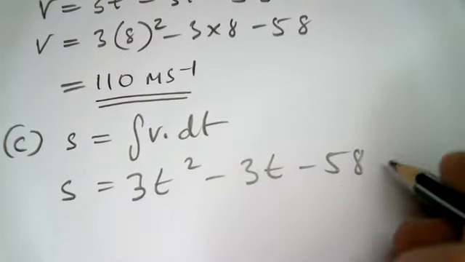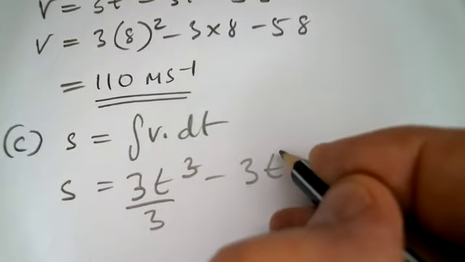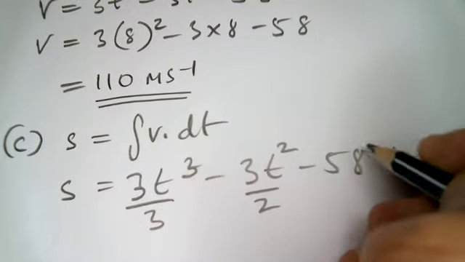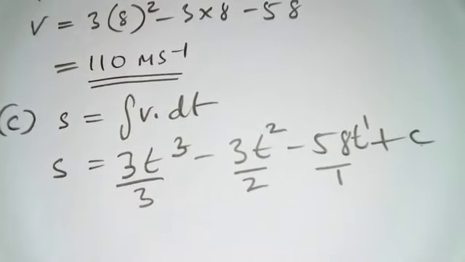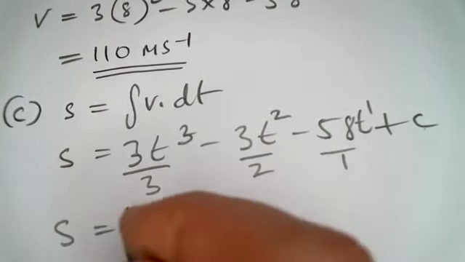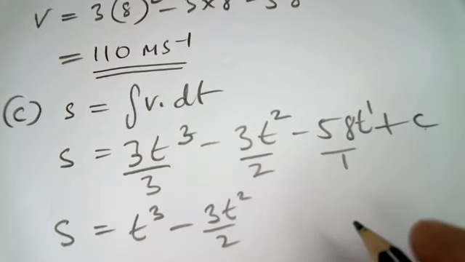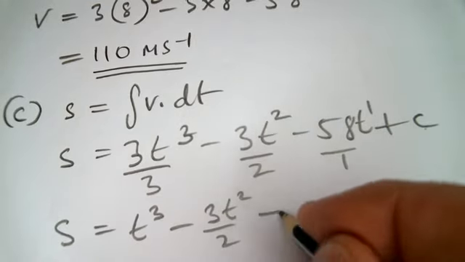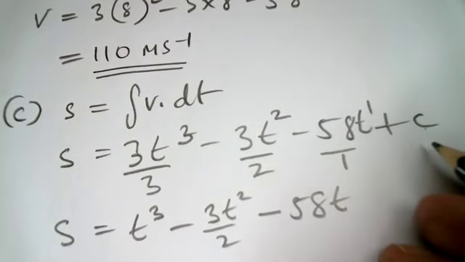So we're going to increase the power by 1, divide by the new power. Increase the power by 1, divide by the new power. Increase the power by 1, divide by the new power, and of course we get our c term on the end. Let's tidy all that up. 3 divided by 3 is 1, so it's going to be t cubed minus, and I'll just leave that as 3t squared on 2, rather than 3 over 2 t squared, minus 58t, and then we've got our plus c.